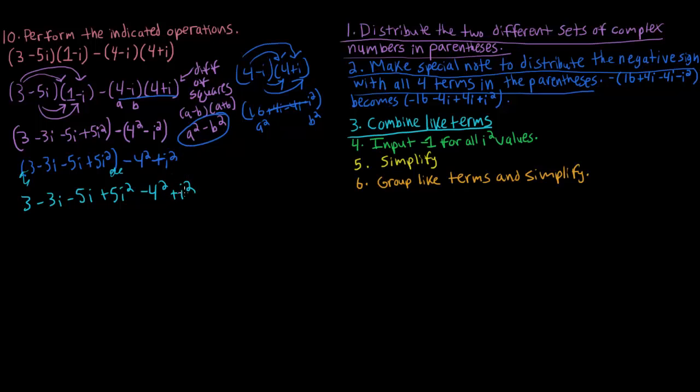So what are our like terms? Well, to begin with, we can simplify this 4 squared. So we have 3 minus 3i minus 5i plus 5i squared. 4 squared is just 16, so minus 16 plus i squared. And for our like terms, we have negative 16, so 3 minus a negative 16.